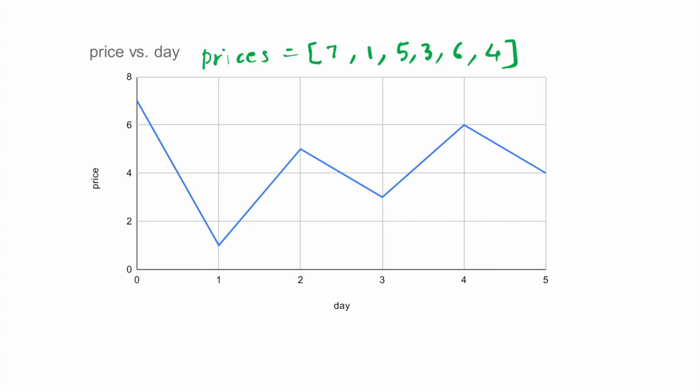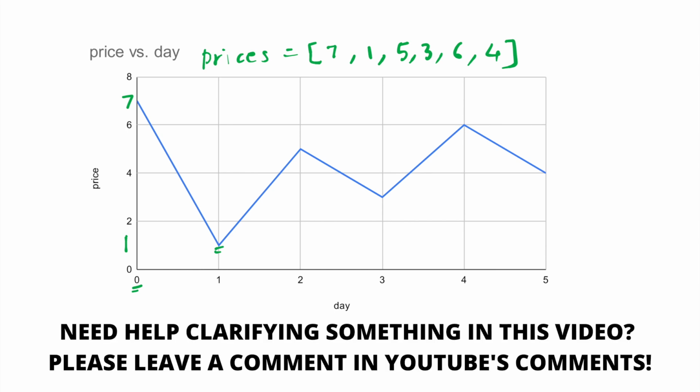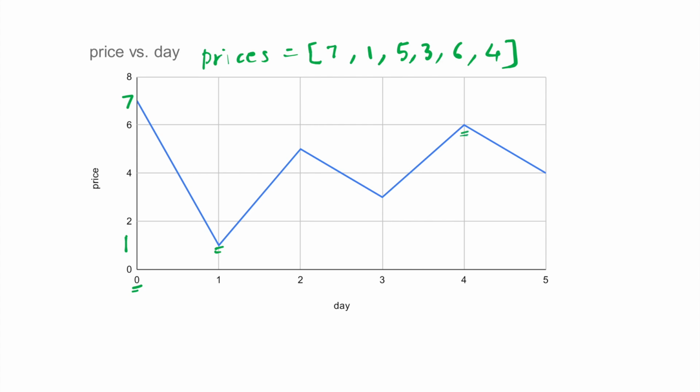If you look at the graph, we'll notice that the lowest price is 1 on day 1 and the highest price is 7 on day 0. But that's no use because day 0 is in the past already. The highest price in the future, which gives us maximum profit, is 6 on day 4. So the max profit we can achieve is 6 minus 1 equal to 5.